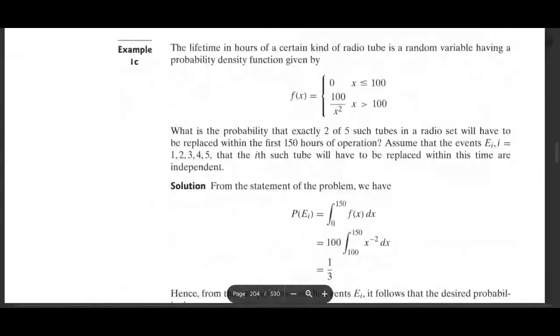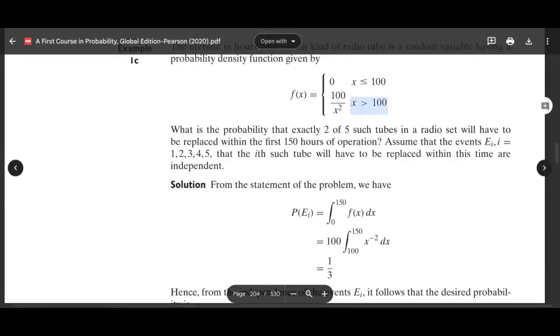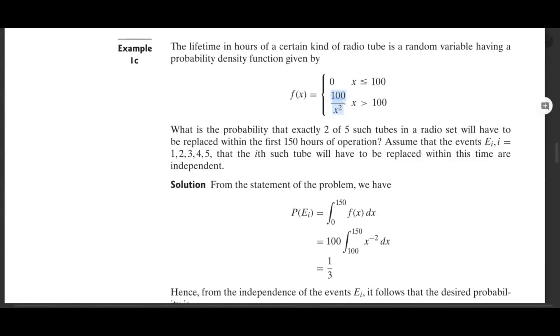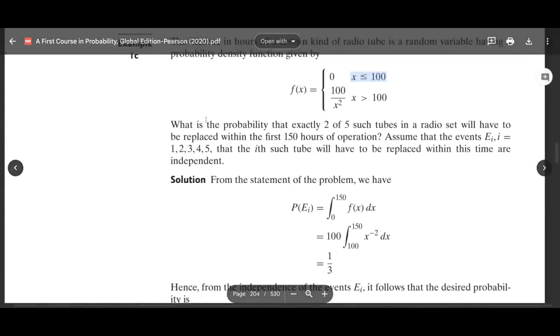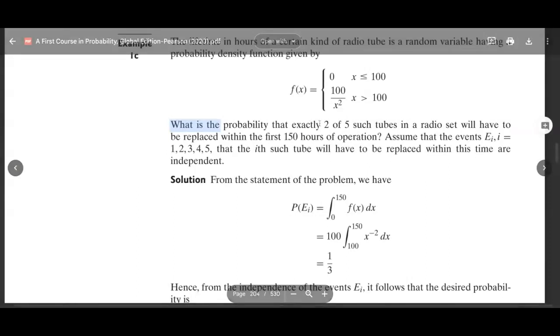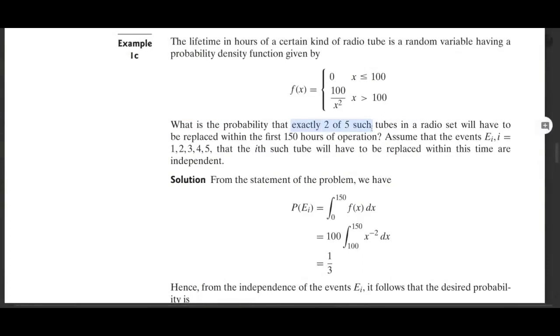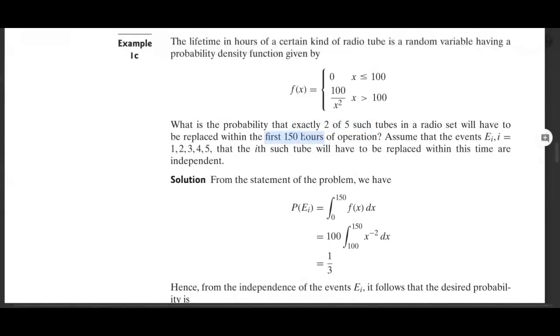Okay, let's see the third example. The lifetime in hours of a certain kind of radio tube is a random variable having a probability density function. If x is greater than 100, it's this rational function. If x is less than or equal to 100, it's 0. So the question: what is the probability that exactly 2 of 5 such tubes in the radio set will have to be replaced within the first 100 hours of operation?